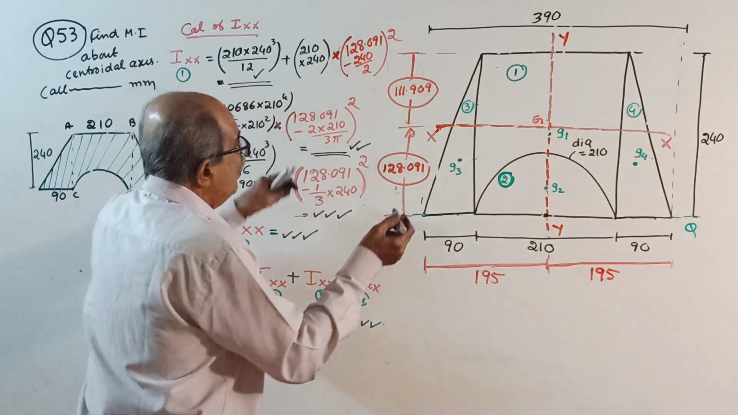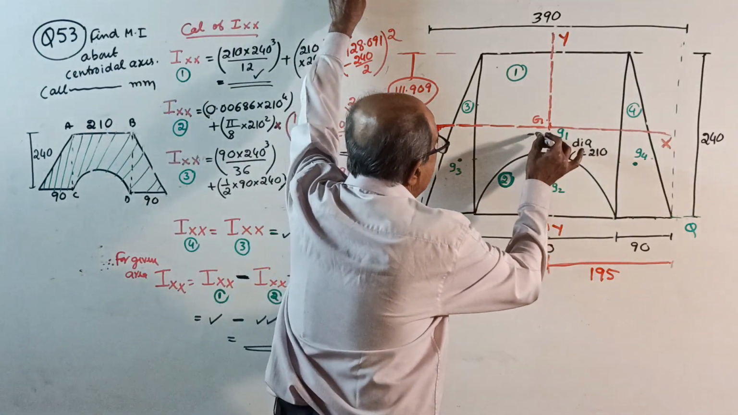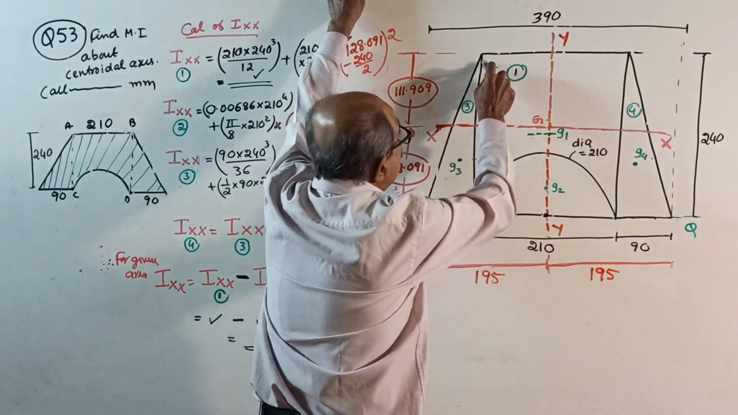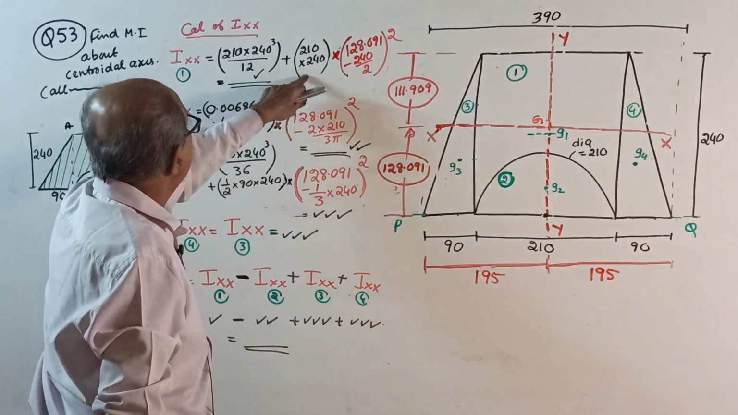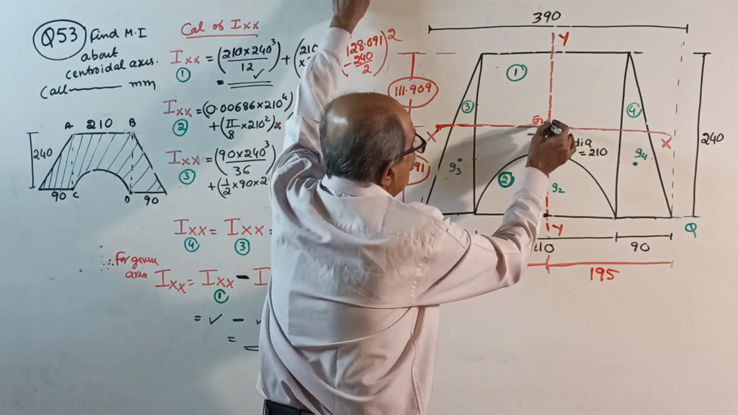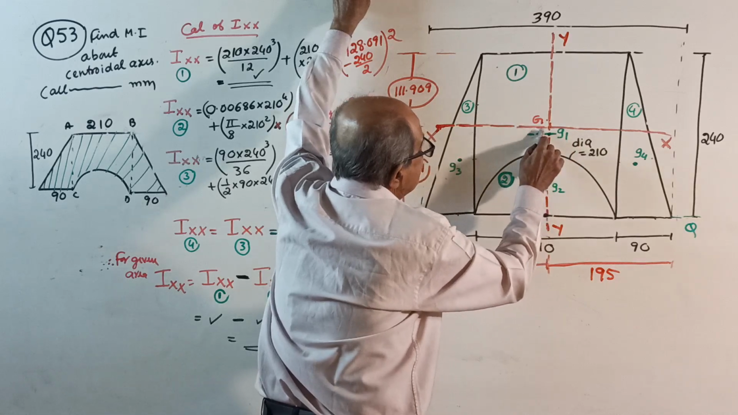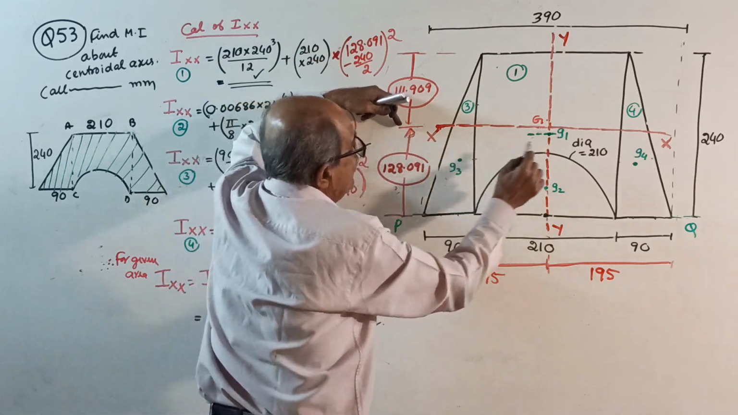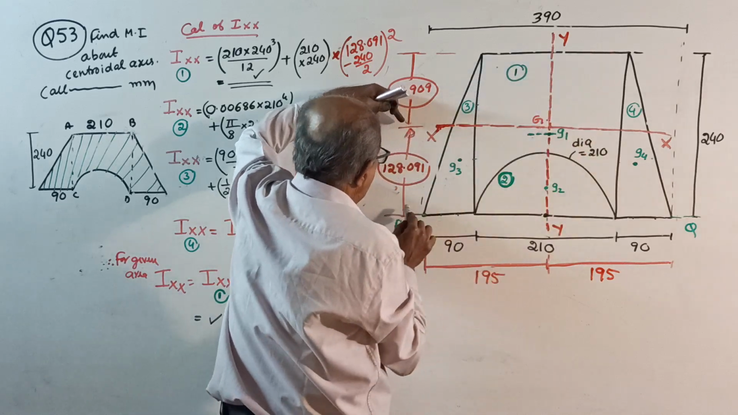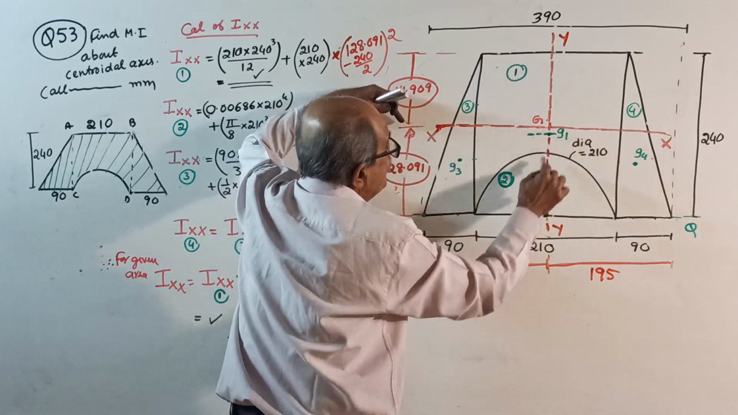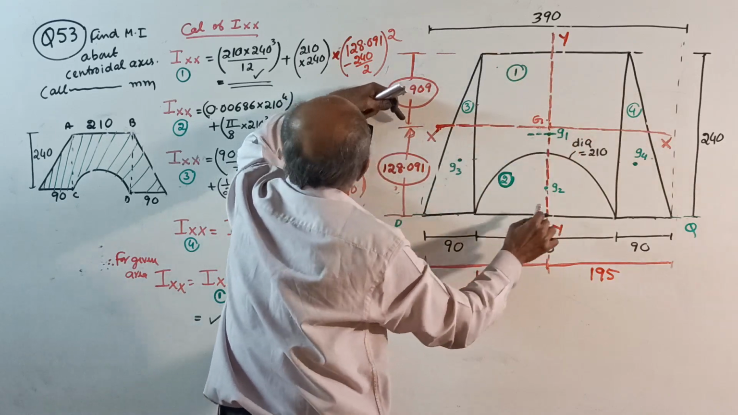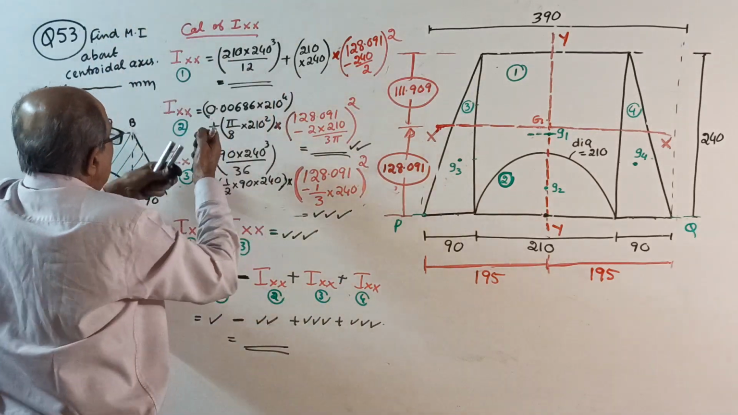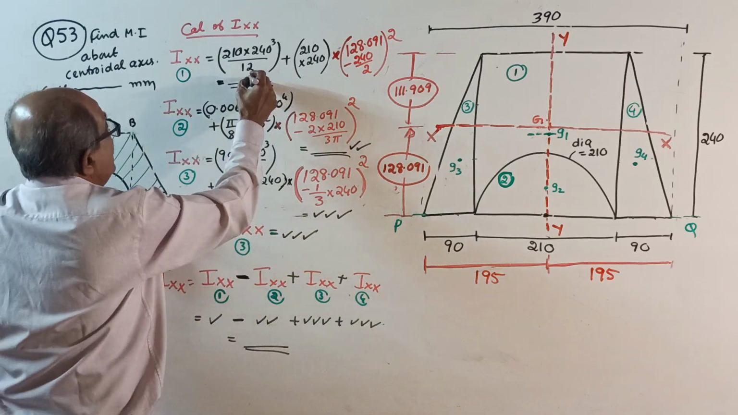Okay, start. Come here. I about its own centroidal axis, parallel to xx: 210 into 240 cube divided by 12 plus area into the distance from centroid of the component to xx. See, this distance square is 128.091. The centroid is actually at mid height, so from here to here is 128.091, full is 240 minus 240 by 2, whole square. Calculate, let the answer be right. See, there's a reason for writing it. Write whatever you got here.